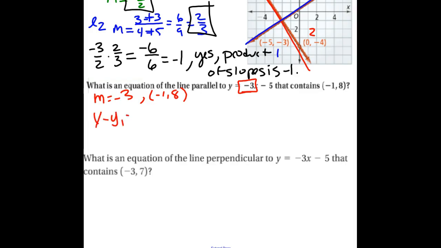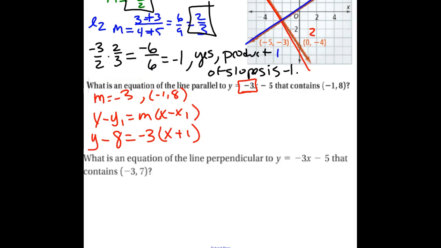That's my y minus y1 equals m times x minus x1. I would take those values and just plug them in. I go y minus the y value 8 equals the m times x minus the x value. Well, minus a negative 1 is a plus 1. And that's what I end up with. Sometimes they'll ask you then to put that in a specific form. If it asks for you to put that in slope-intercept form, solve for y. If it doesn't, you can just leave it just like that.